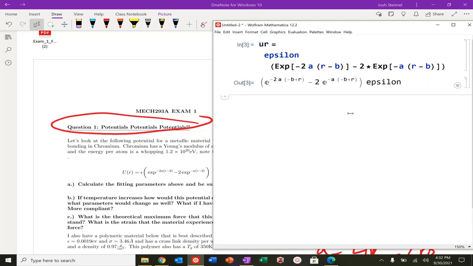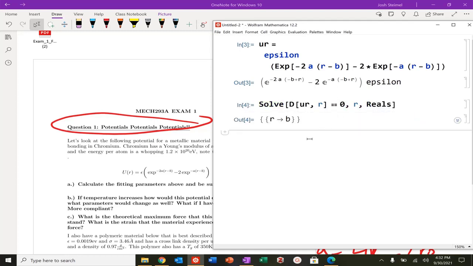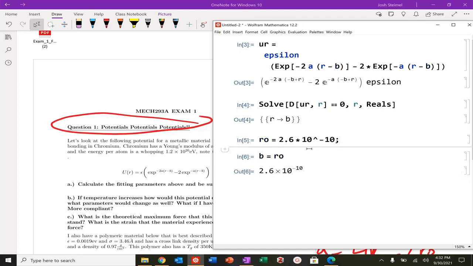Voila. To get my R naught, I'm going to take the derivative of U of R with respect to R, set it equal to 0, and solve for R, giving me the reals. And R equals B, so our R naught we already said was equal to 2.6 times 10 to the minus 10 meters, and B equals R naught. So one of our fitting parameters is done, and that is in meters.